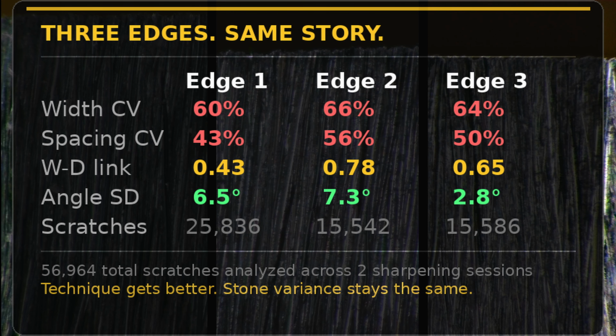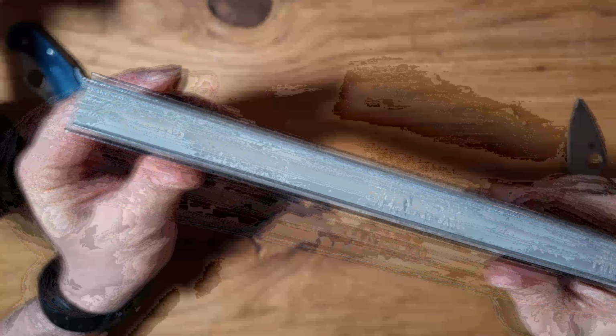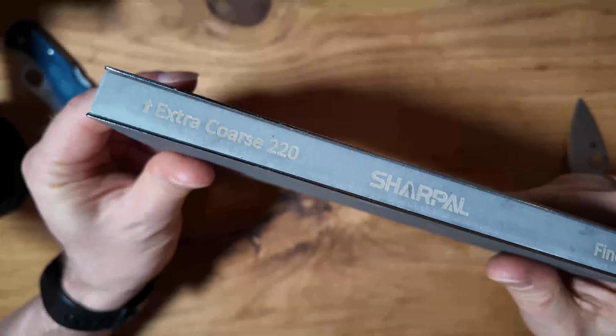We've shown that this is reproducible across these edges. So same protocol, same metric, consistent results across edges and sessions. This means we have a baseline. So this Sharpal 220 now has a measured fingerprint. The width variance is around 60 to 66%. Spacing variance around 50%. Strong width-to-depth coupling.